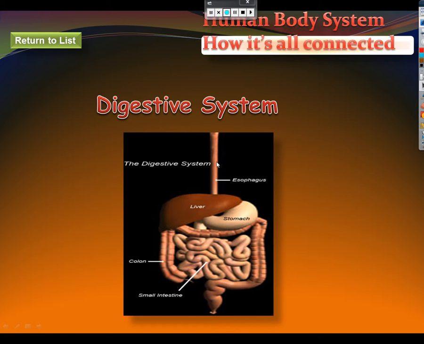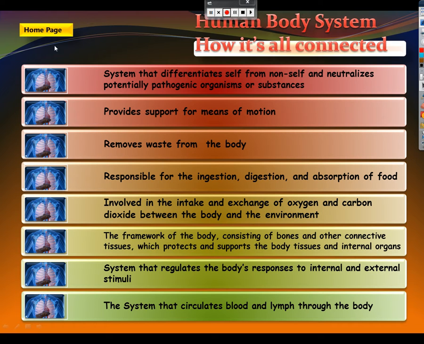Your esophagus to your stomach, your liver also helps to break down. Food is going to travel through your small and large intestine to then eventually leave the body. But this is the part where food is going to be ingested, digested, stored within that system.